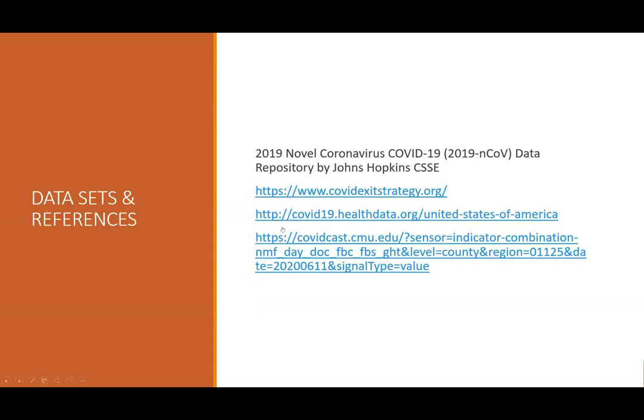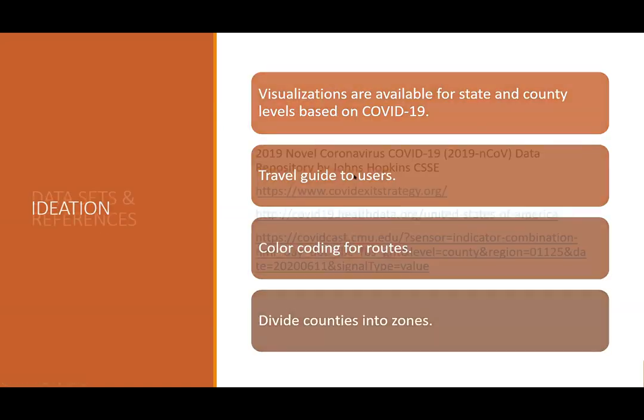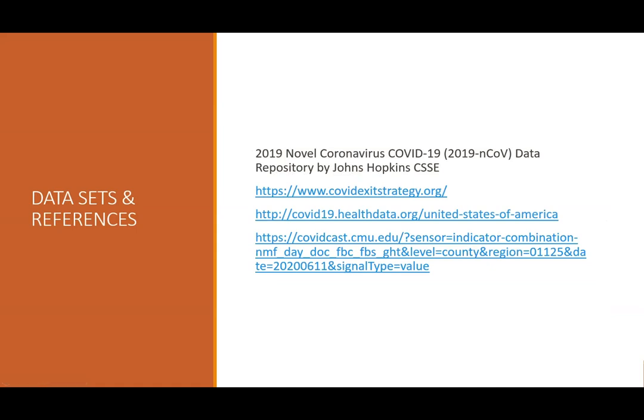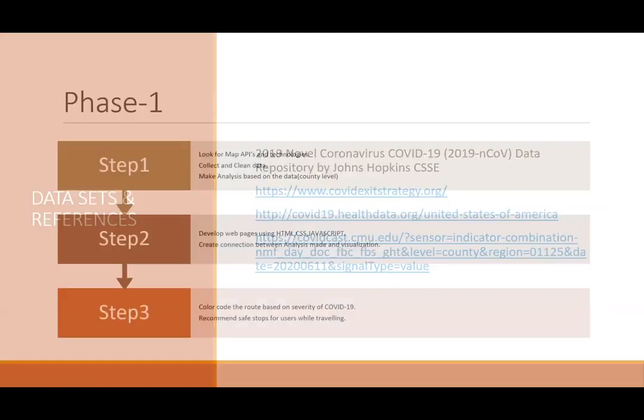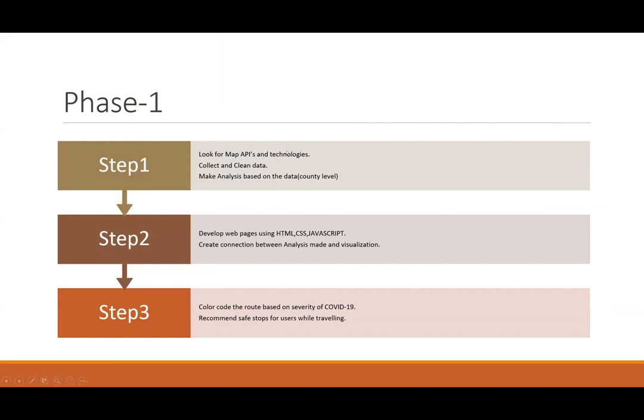These are the data sets and references which we used for getting the county level information. This hackathon has become phase 1 of a project, because in the stipulated time of 2 days we looked for various map APIs. With Google Maps having certain limitations, we had to look up some open source APIs.